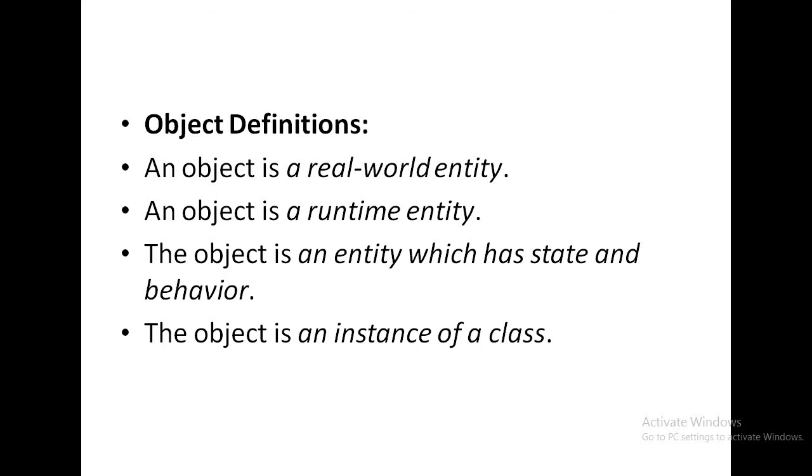These are the different definitions of an object. You can note down: an object is a real world entity. An object is a runtime entity. An object is an entity which has a state and a behavior. And the object is an instance of a class. These are the different definitions of an object. You can consider any of them.